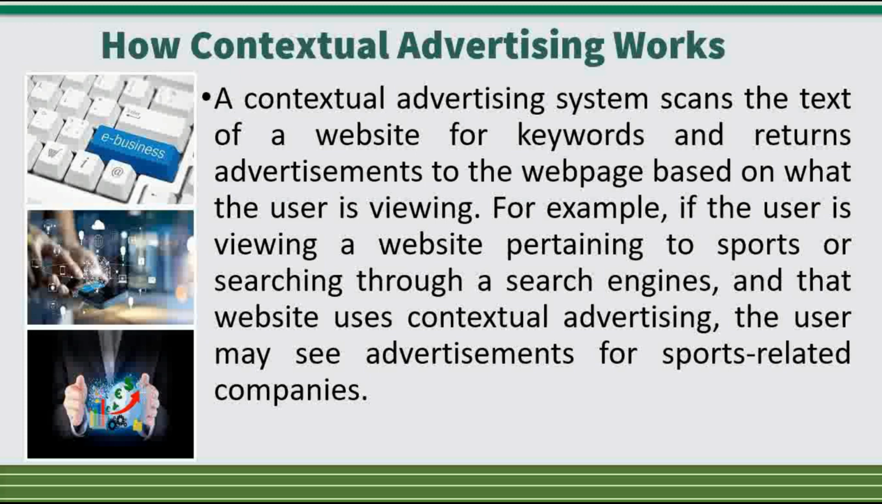user. How contextual advertising works. A contextual advertising system scans the text of a website for keywords and returns advertisements to the web page based on what the user is viewing. For example, if the user is viewing a website pertaining to sports or searching through a search engine, and that website uses contextual advertising, the user may see advertisements for sports-related companies.